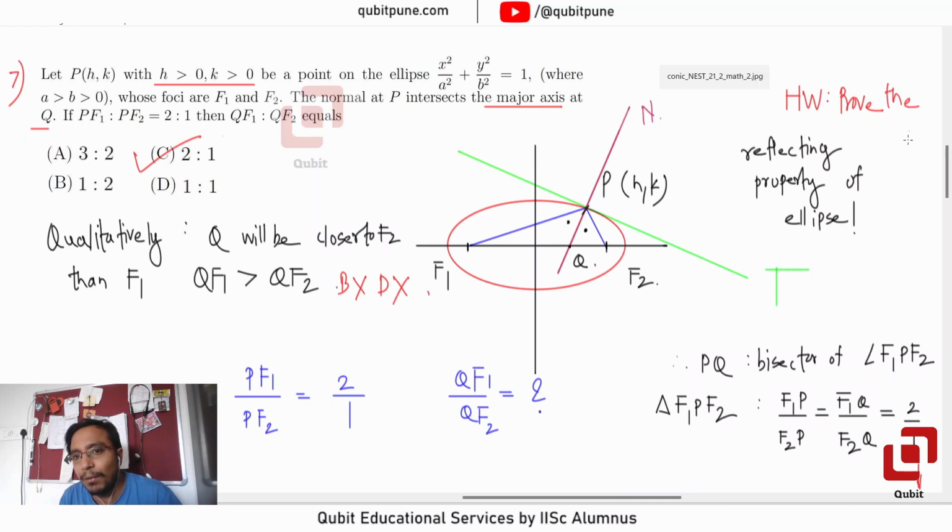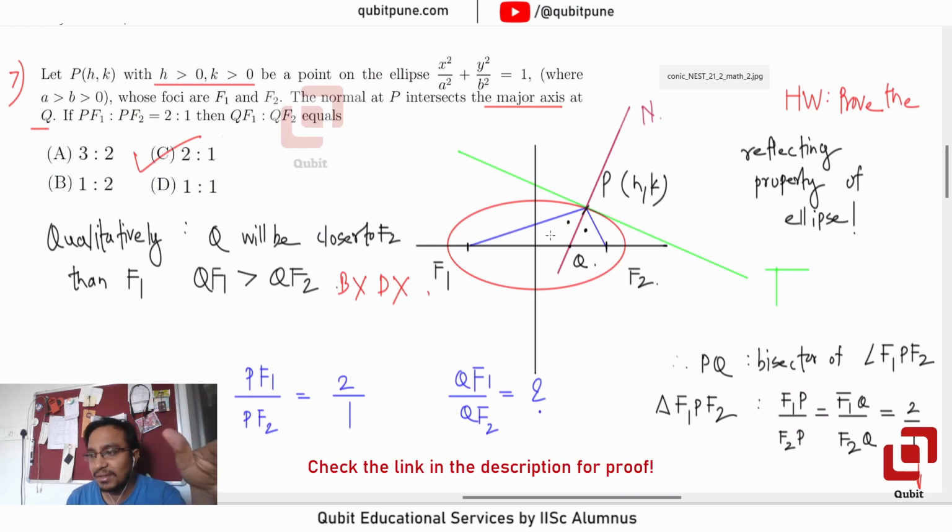Did everybody understand what exactly you are supposed to prove? You are supposed to prove that the normal, when it intersects the major axis of the ellipse, is actually the angle bisector of the angle which that particular point forms with the foci. So the angle bisector of angle F1PF2 is the normal, and also the tangent. Will you be able to prove this? Give it a try, else I will send you the solution.